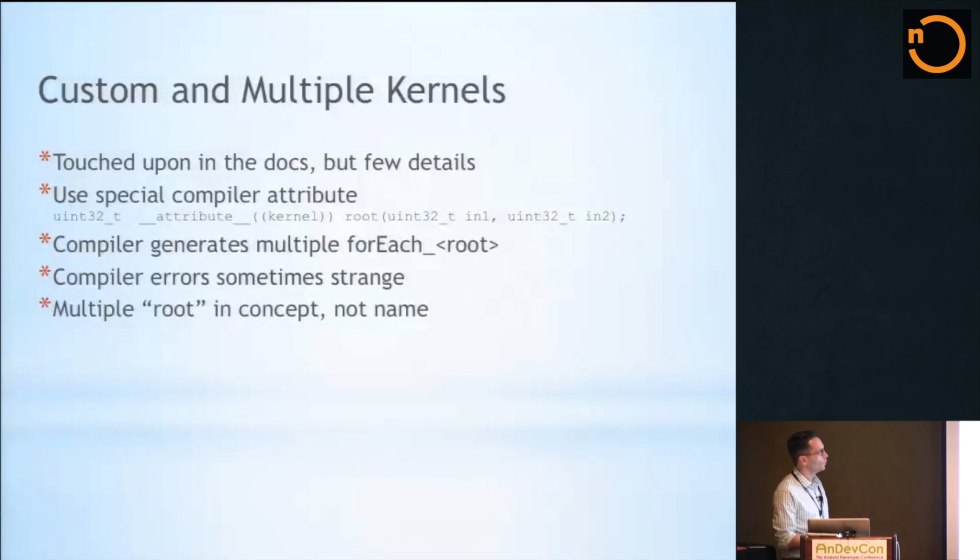The multiple root is in concept. It's not in the name. So you're not doing overloaded functions. You can't have one defined as a kernel root that takes these two inputs and then another one that takes a couple of vectors and call them both root. The compiler will say, no, sorry, can't do that. So they have to have unique names. They can't be overloaded names.